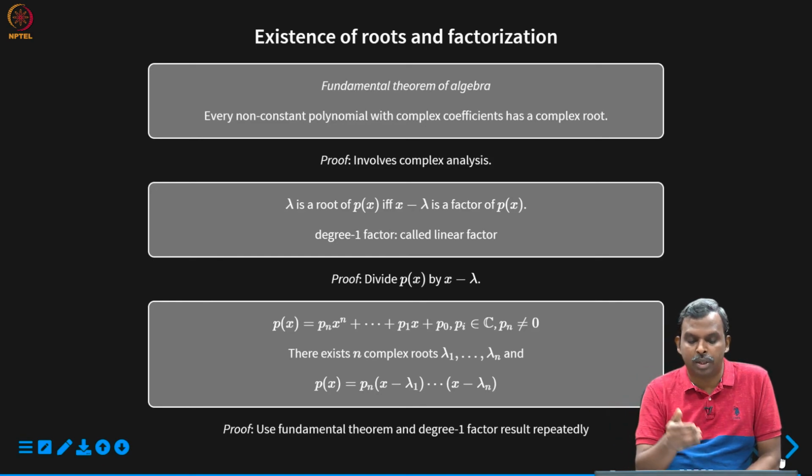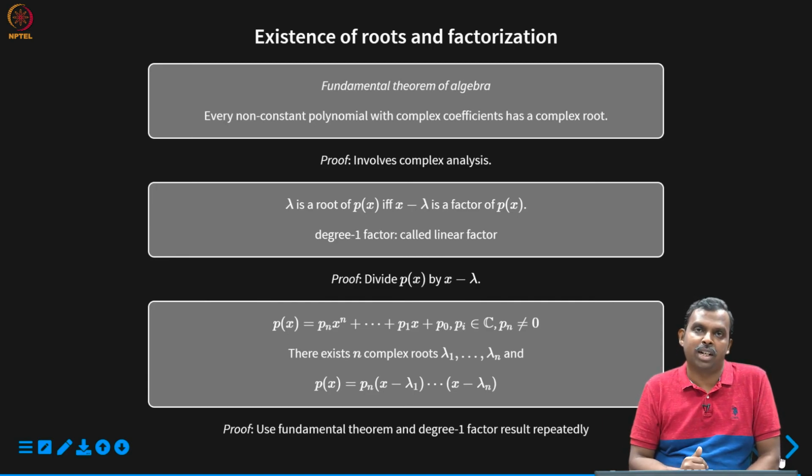First you take this polynomial, there should be one root, right? You call that lambda 1. Now x minus lambda 1 is a factor. So you pull out p of x as x minus lambda 1 times some quotient. Now on that quotient you use the fundamental theorem again. As long as it's non-constant, you keep on using it, you will always keep pulling out linear factors and you end up with a linear factorization.